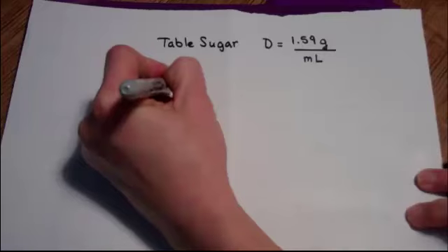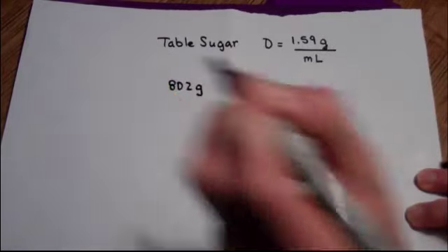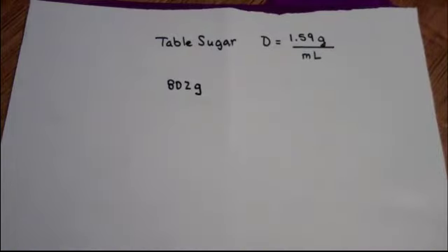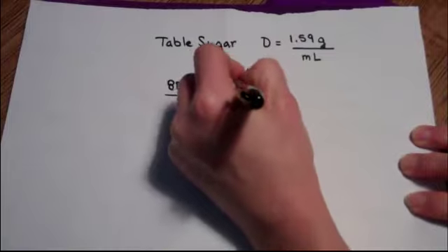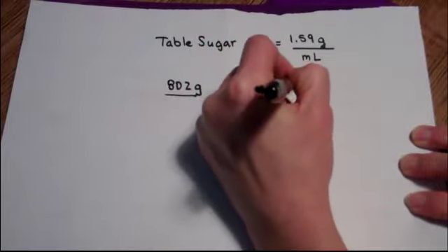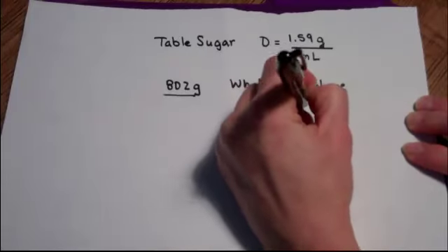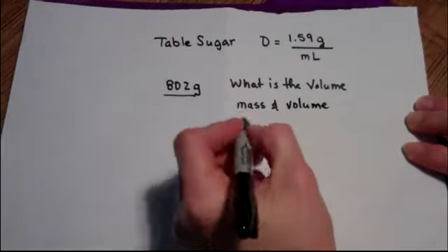So if I tell you that you have 802 grams of table sugar present, I want to know what the volume is of that sugar. How much space is it taking up? So I tell you you have this much, and I want to know what is the volume. So we have a unit of volume that's measured in our density. So our density is now going to act as a conversion factor. So we can relate mass and volume are related by the density.